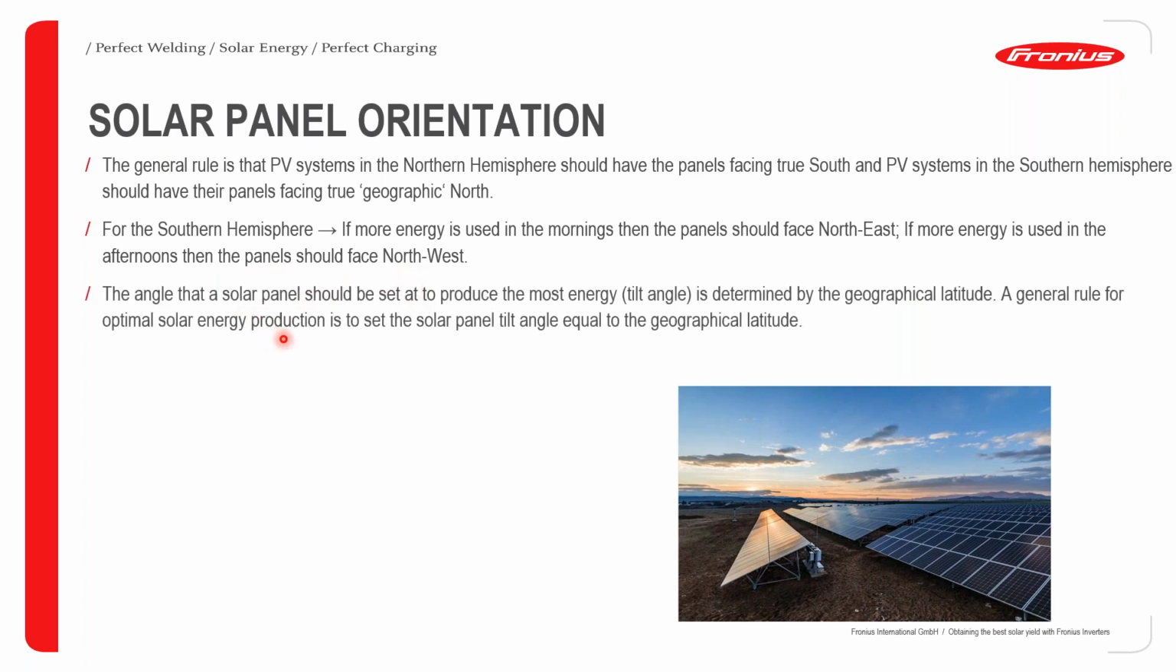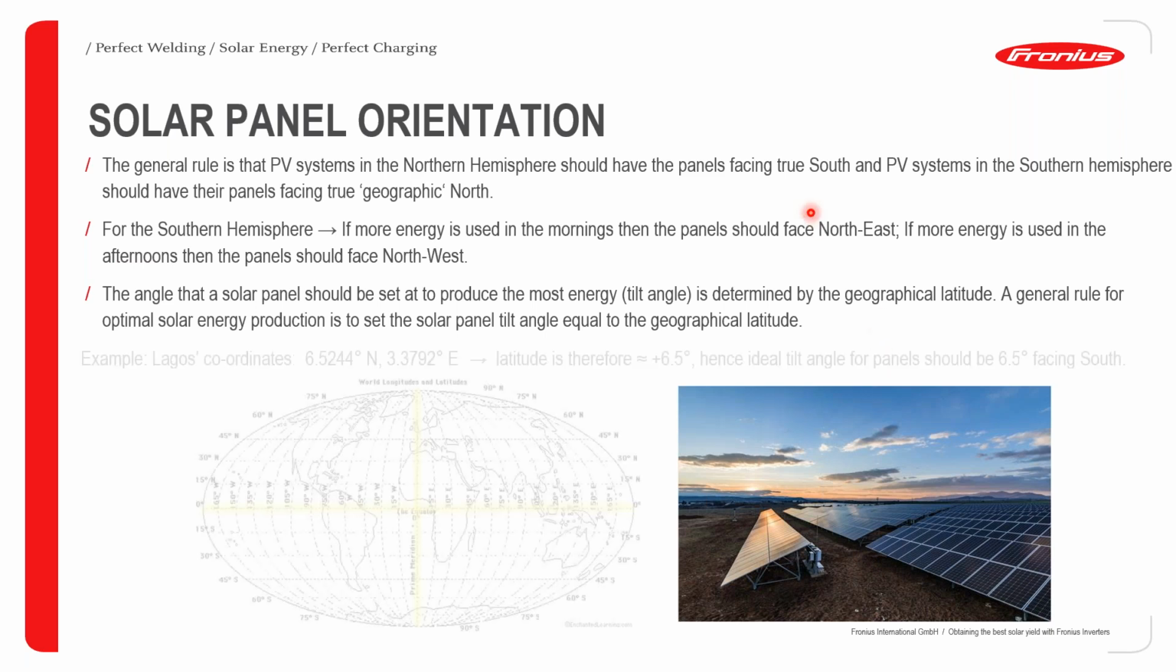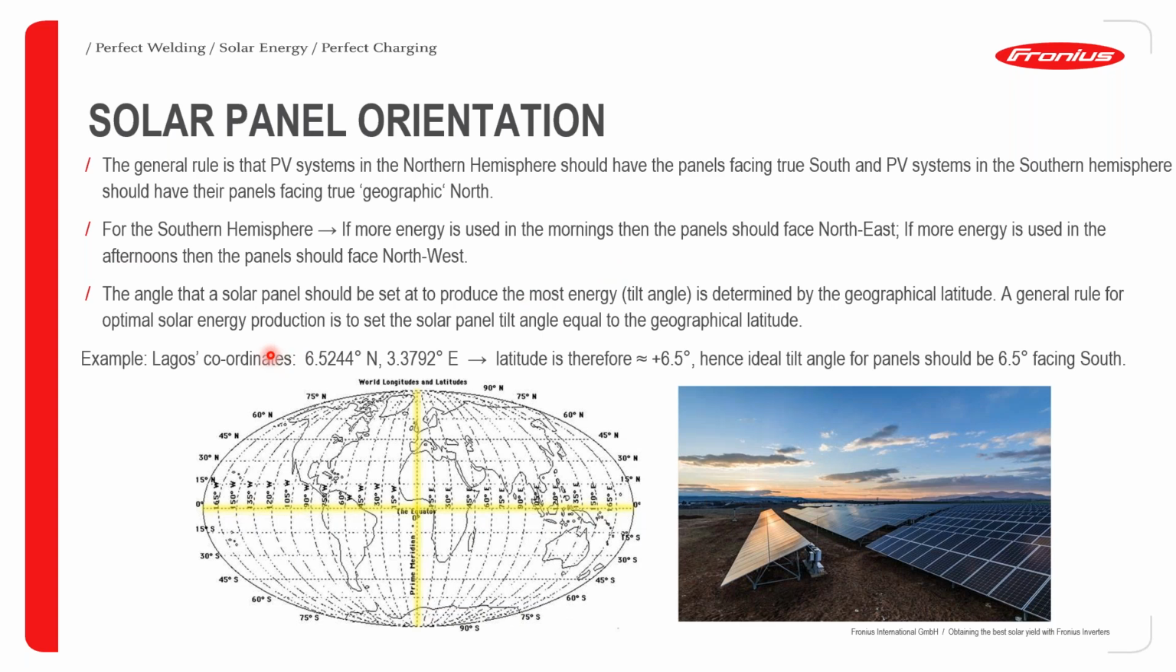Furthermore, the angle that the solar panels should be set at to produce the most energy, which of course is the tilt angle, is determined by the geographical latitude. So it's basically approximately equal to the geographic latitude. So a general rule for optimal solar energy production is basically to set the solar panel tilt angle equal to the geographical latitude. So as an example, let's take Lagos. Lagos's coordinates, this is it, 6.5244 due north and then 3.3792 due east, that is latitude and longitude.